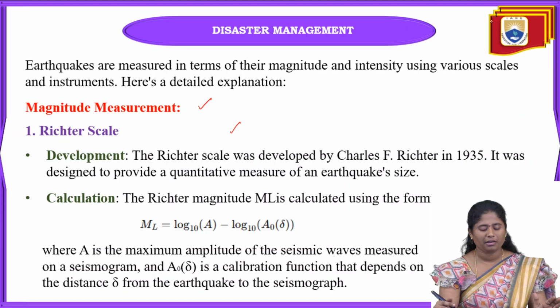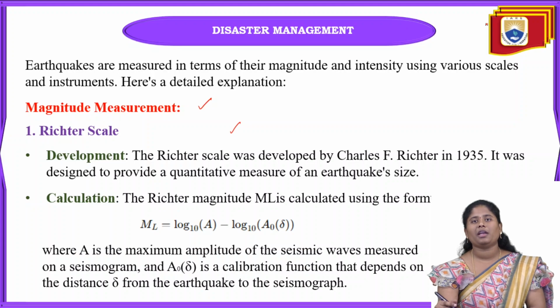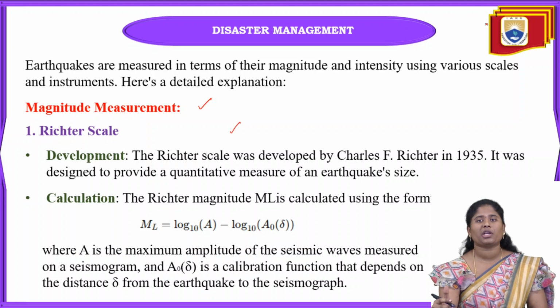Mainly, this Richter scale is designed to provide a qualitative measure. Means when any earthquake occurred, how much size and how much area it occurred in, it provides the overall qualitative measures. If you are going to determine at what time it occurred, how much area it covered and how much depth it occurred, we come to know because of this Richter scale only. It gives only the qualitative measurement of the earthquake size.